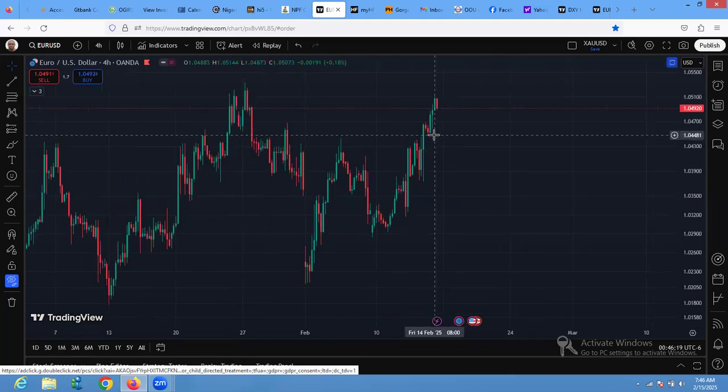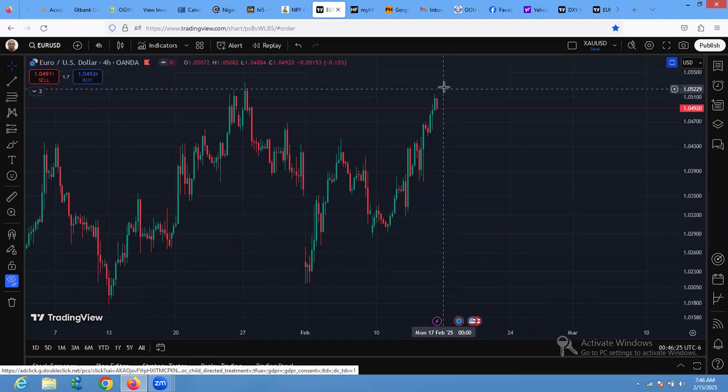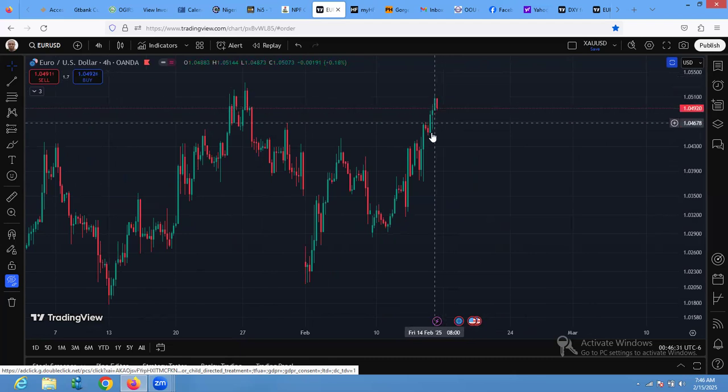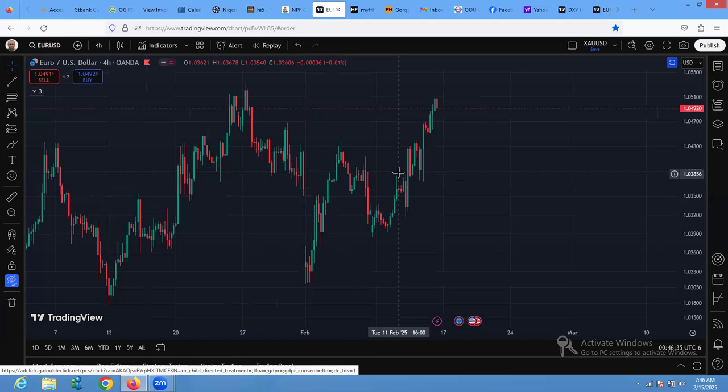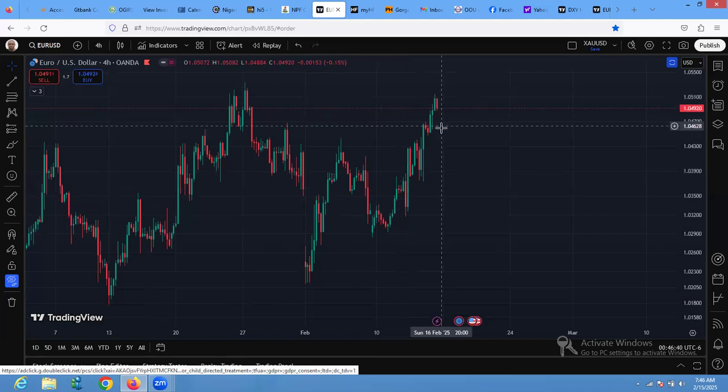So we will still need this structure to be taken. For now, this is regarded as a pullback for further upside. That is what I can see, a pullback for further upside. Not until this structure is taken. Once you take this structure, then you can say that a 1, a 2, the third wave is gone, and probably we are seeing a fourth wave, and for us to go further upside.